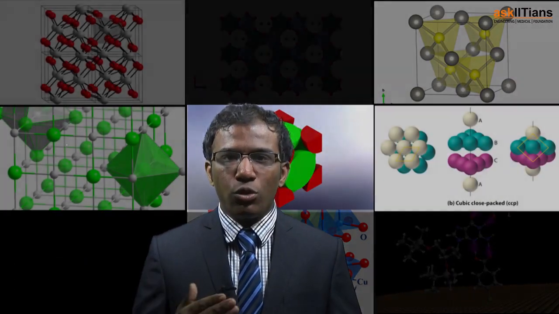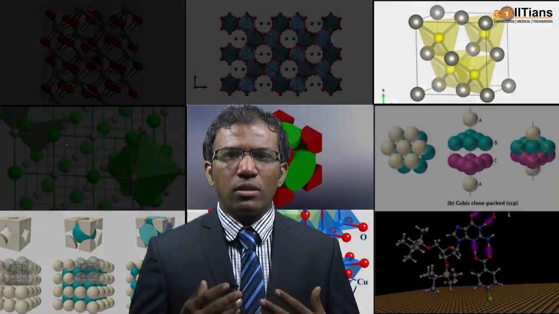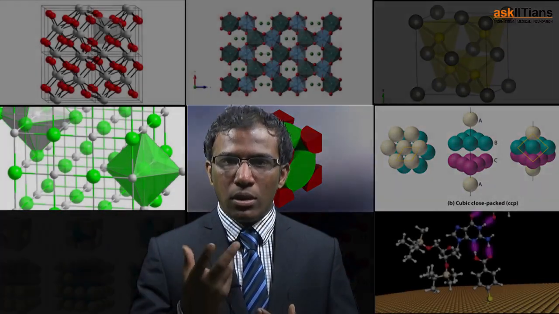Hello students, welcome back. In this part, we will discuss more about voids. We know that voids are of two types, tetrahedral and octahedral. So let's locate these voids in any unit cell. Let's take cubic unit cell, CCP, and then we will discuss the size of the tetrahedral and octahedral void. So which is bigger in size? Is it tetrahedral or is it octahedral? You will get the answer once you go through this particular part.